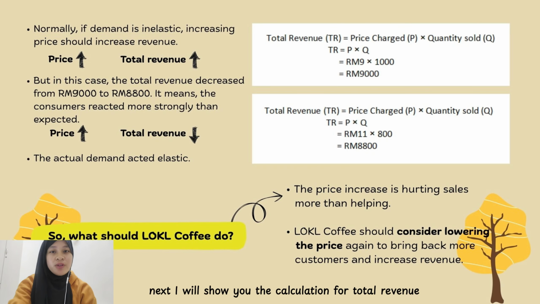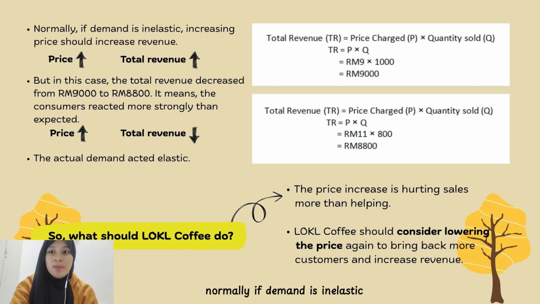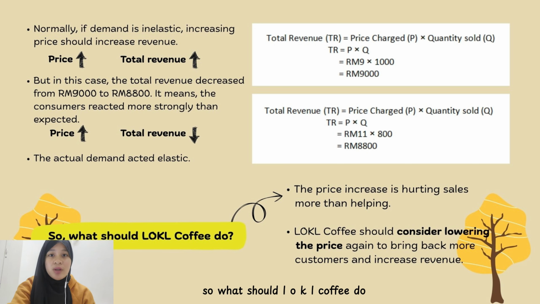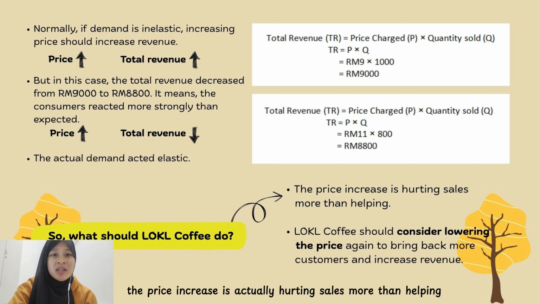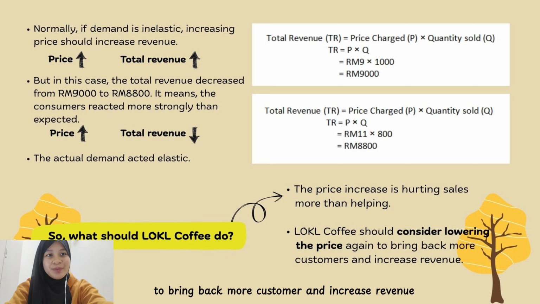Next, I will show you the calculation for total revenue. The total revenue for the initial price is 9,000 ringgit and the total revenue for the new price is 8,800 ringgit. Normally, if demand is inelastic, increasing price should increase revenue, which is price increases and total revenue increases. But in this case, the total revenue decreased from 9,000 to 8,800. It means the consumers reacted more strongly than expected: price increased, but total revenue decreased. The actual demand acts elastic. So what should LOKL Coffee do? The price increase is actually hurting sales more than helping. So LOKL Coffee should consider lowering the price again to bring back more customers and increase revenue.